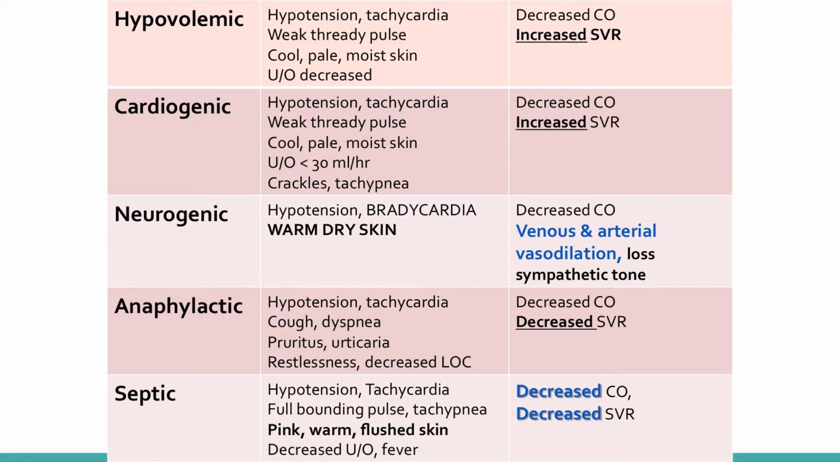Anaphylaxis, or anaphylactic shock. Again, they're hypotensive, tachycardic. They may have a cough because their throat is irritable, starting to swell up. They're dyspneic, meaning they're short of breath. They may have some redness going on, like hives. They could get restless because they're having a hard time breathing. If their airway starts to swell, they can have a decreased level of consciousness, LOC. And then these patients, because of the dilation that's going on, similar to neurogenic shock, will actually have a decreased SVR because everything's dilated out.